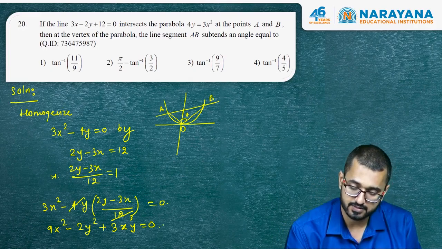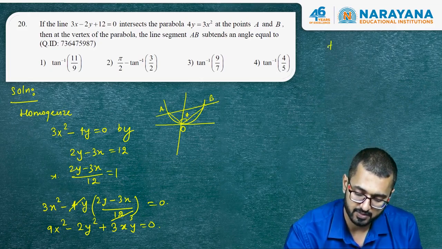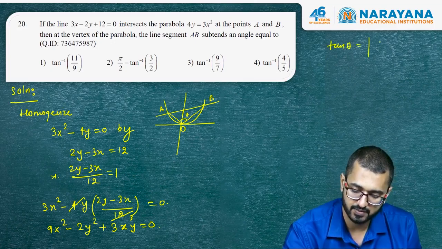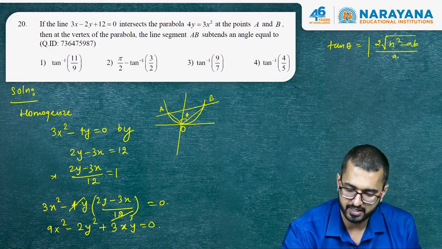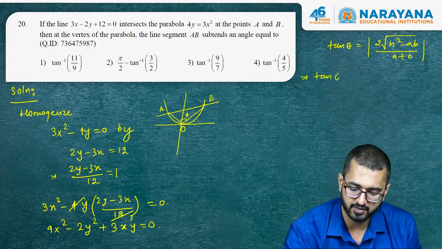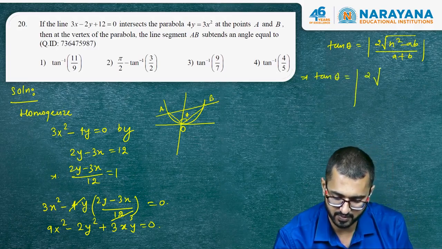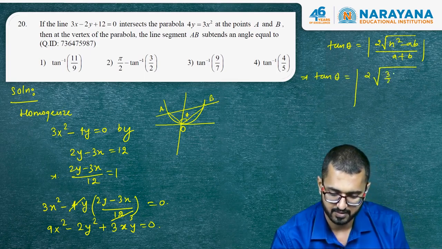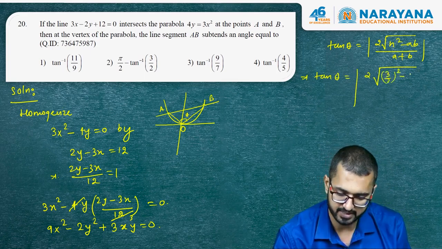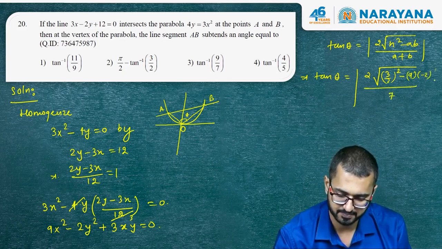So now this is like a homogeneous equation, ax square plus 2hxy plus by square. So the angle between the lines is given by tan theta is equal to 2 times root of h square minus ab over a plus b. So let's use this. I'll be getting tan theta equal to, modulus of 2 times root of h square minus ab, so h is 3 over 2, a is 9 and b is minus 2, over a plus b. So again this will give me 7.